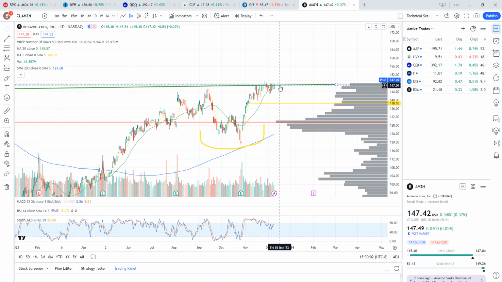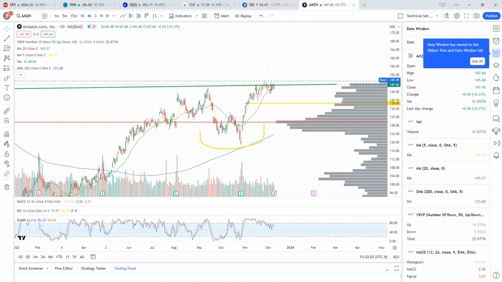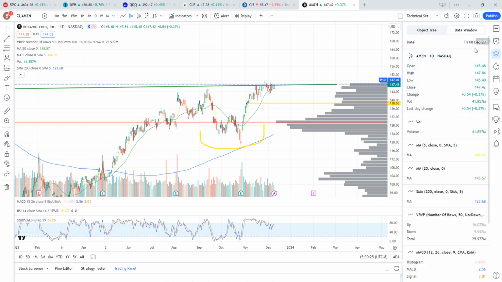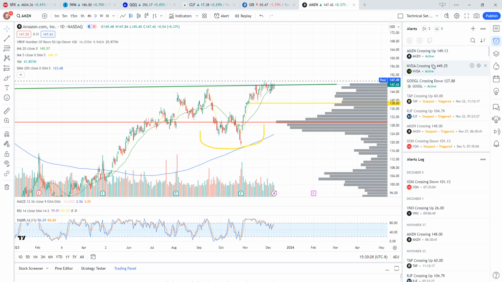So what we're looking for is to have Amazon become an SR flip, get above this level of resistance, turn it into support, hopefully consolidate a day or two along here and show us that it's going to start respecting that. For me, a bull thesis doesn't actually trigger on this until it gets to 149.13, I think. Yep, 149.13 is actually my alert that I've set, where at 149.13, I'm going to get interested in a bull thesis and a long position for Amazon.